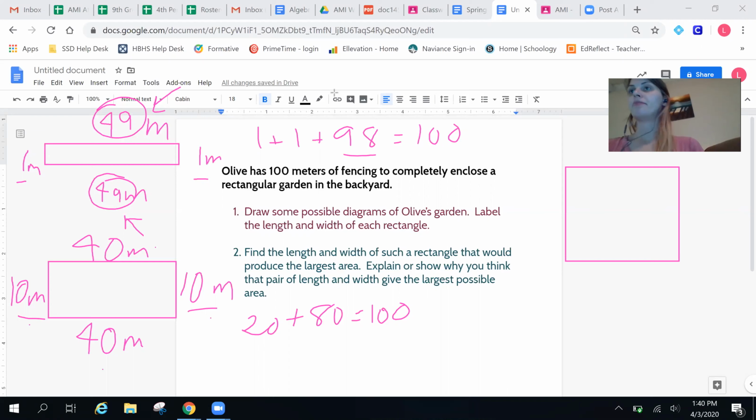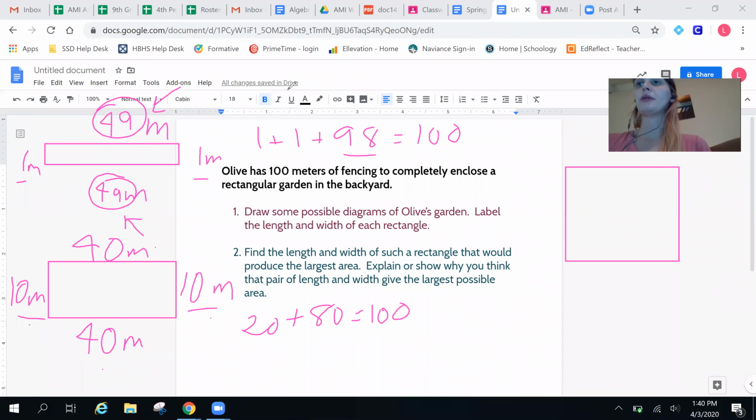If you want to keep watching, you can, but really it's up to you to draw these, label them, and that's what we've done so far. And then it's your job right at the very end to choose the length and the width that has the largest area. So I guess I need to do that first, and then I'll come up with one more example, and then I think you should be good to go.